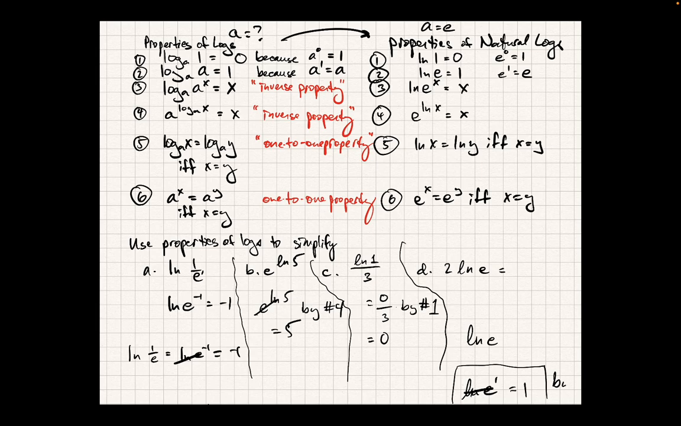That's the way we did it just now. That was by property number what? Number 3. But here's a shortcut too. Property number 2 is its own shortcut. So ln e is just 1 for that reason. So back to problem D. How do we use this newfound knowledge to solve D?